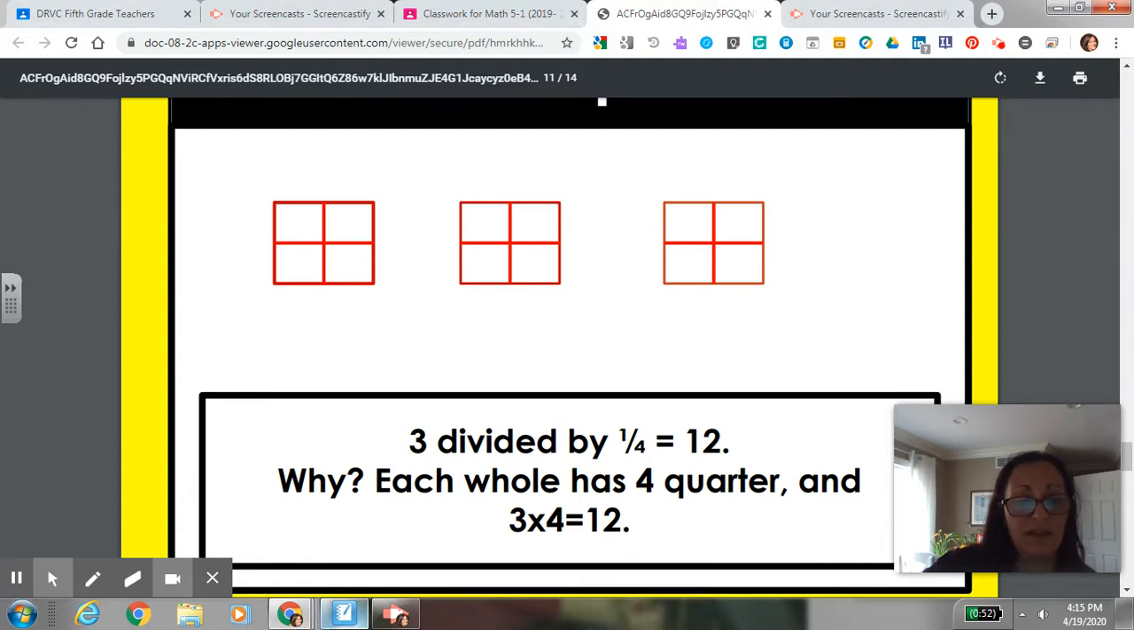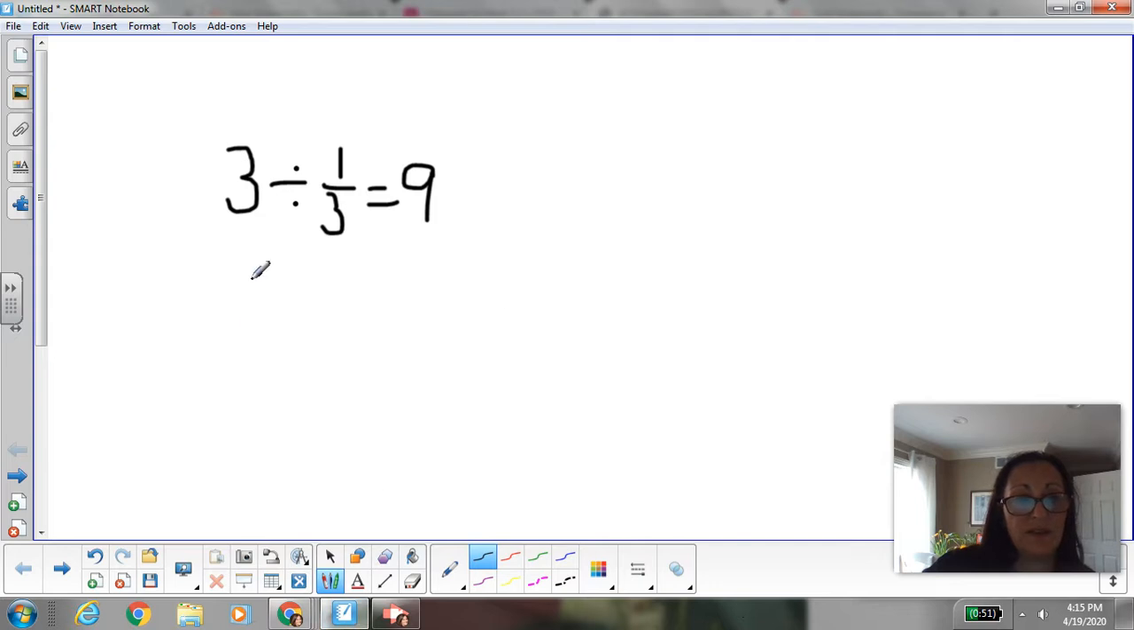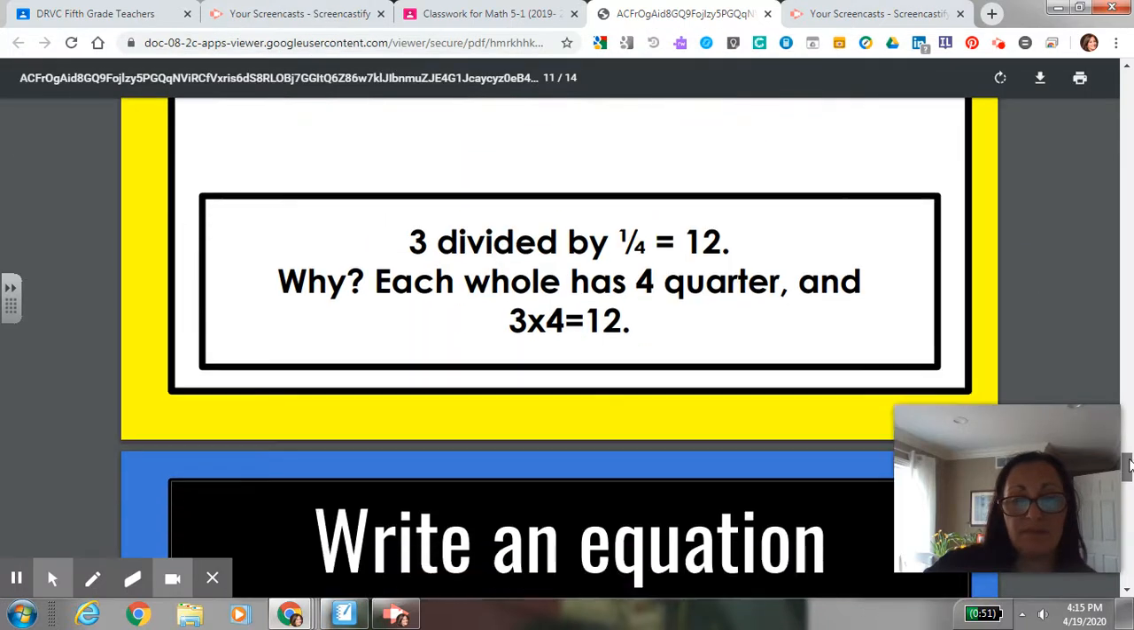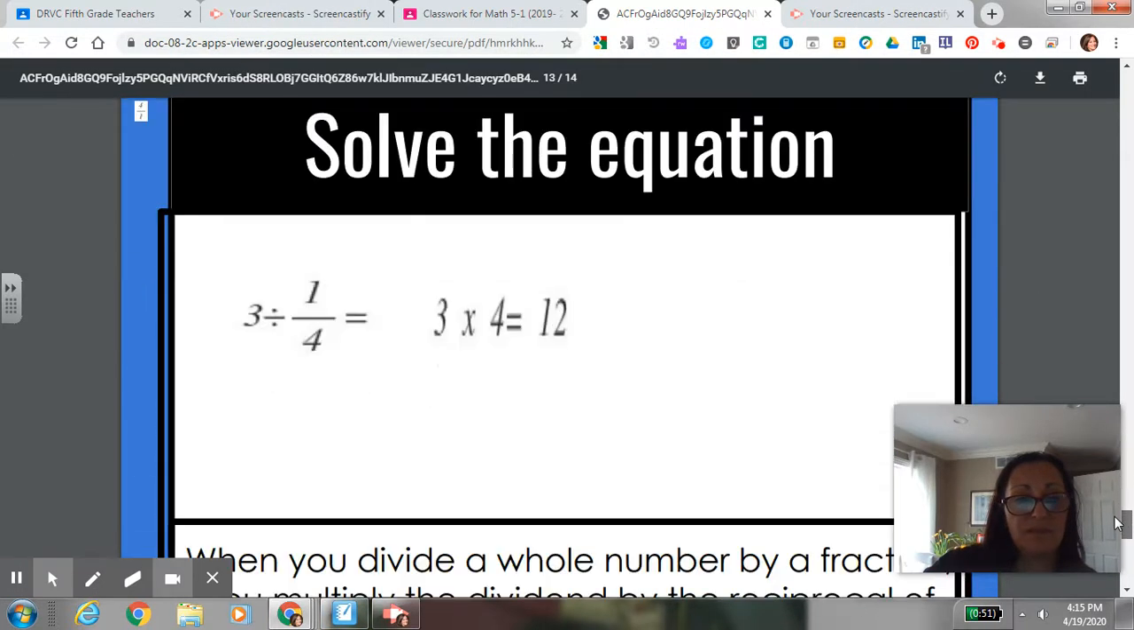Let's get rid of that. And let's take a look. So the problem is 3 divided by 1/4 equals 12. Okay. All right. So I explained further that it's the same as 3 times 4. Well, you changed it to multiplication and you multiplied by the reciprocal.